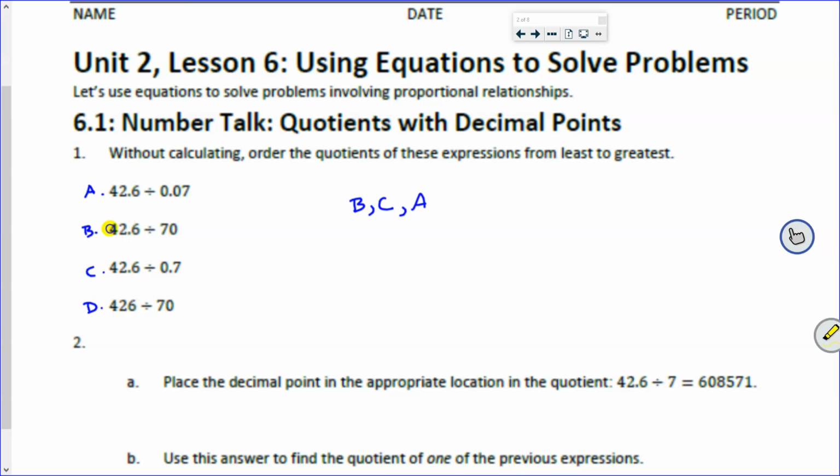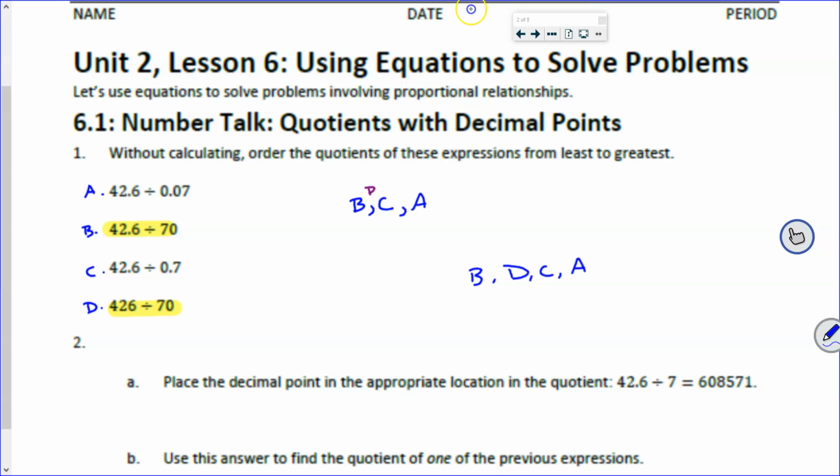Okay, again, we're trying to compare B with D here. They are both being split into the same number of pieces. So which one is going to produce the bigger quotient? 42 and 6/10 split into 70 pieces, or 426 split into 70 pieces? Which one is going to be bigger? Raise your hand if you say it's B. Raise your hand if you say it's D. Yeah, you're correct. So that means just slightly bigger than B is going to be D. So let's make that look nice and neat. B, and then D, and then C, and then A.